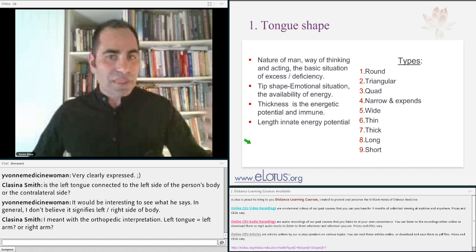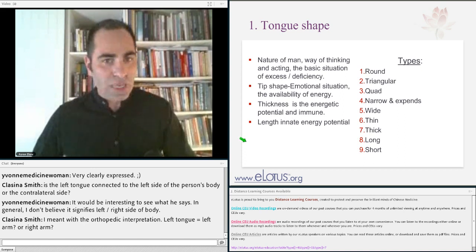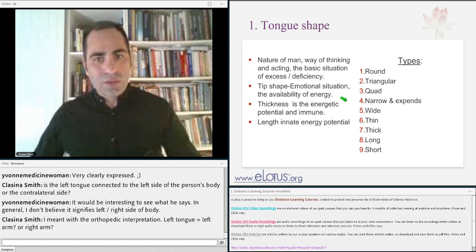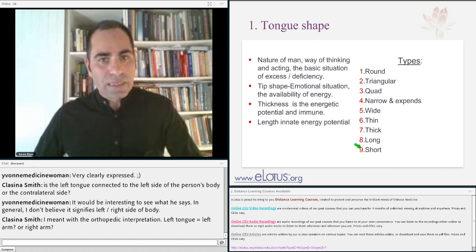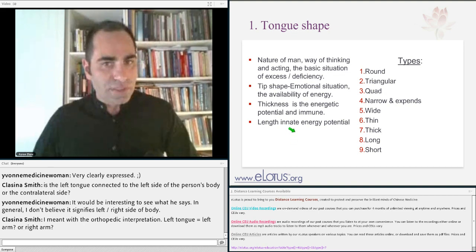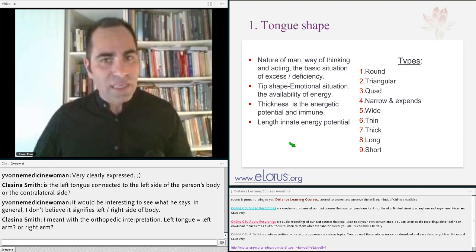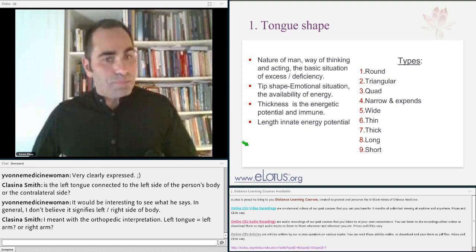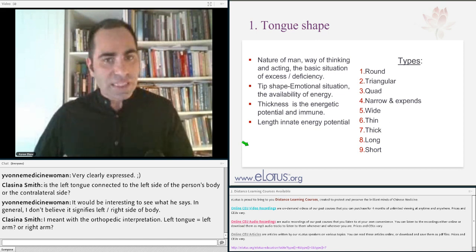So I will go through the tongue shape. This is the first category. I will go through the whole 9 types in this specific category. The tongue shape basically gives us information about the nature of the person, the way of thinking, the way of acting, and the basic situation. Is it an excess situation or deficiency? So the tip shape, of course, represents the emotional situation and the availability of energy, the vitality.